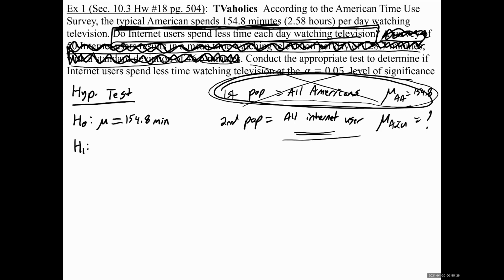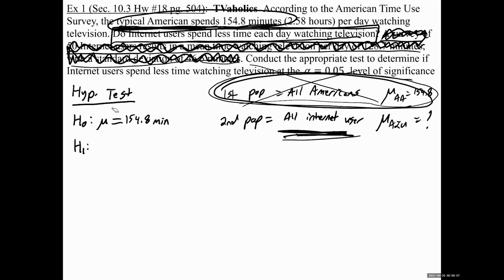But let me say this one more time. I do not want you thinking of this as saying the average time all Americans spend watching television is 154.8. I know that's what it says, but that's not what this says. Because this mu is not about all Americans, it's about all internet users. So this sentence says the average time all internet users spend watching television is 154.8 minutes, meaning the king is saying for this group of all internet users, the average time is the same as for that other group. But again, this mu is all about internet users.